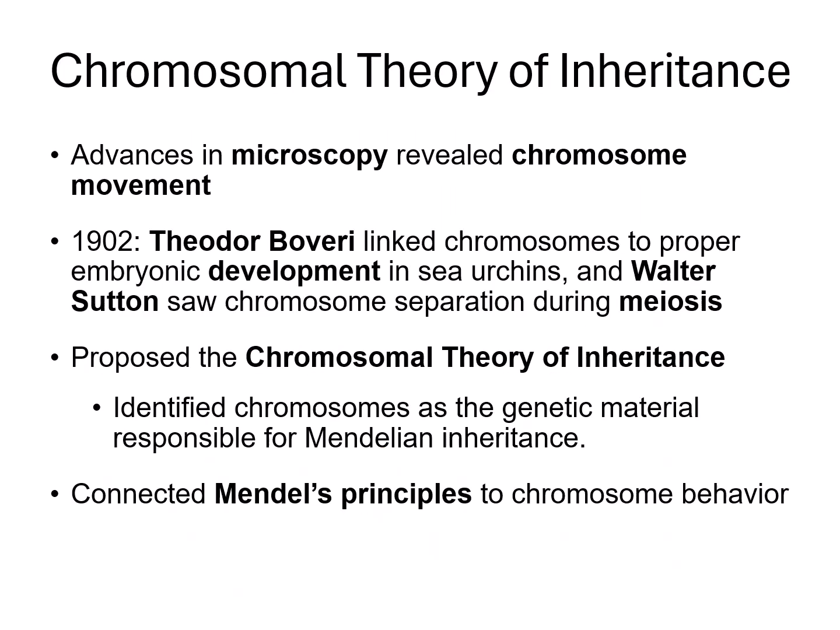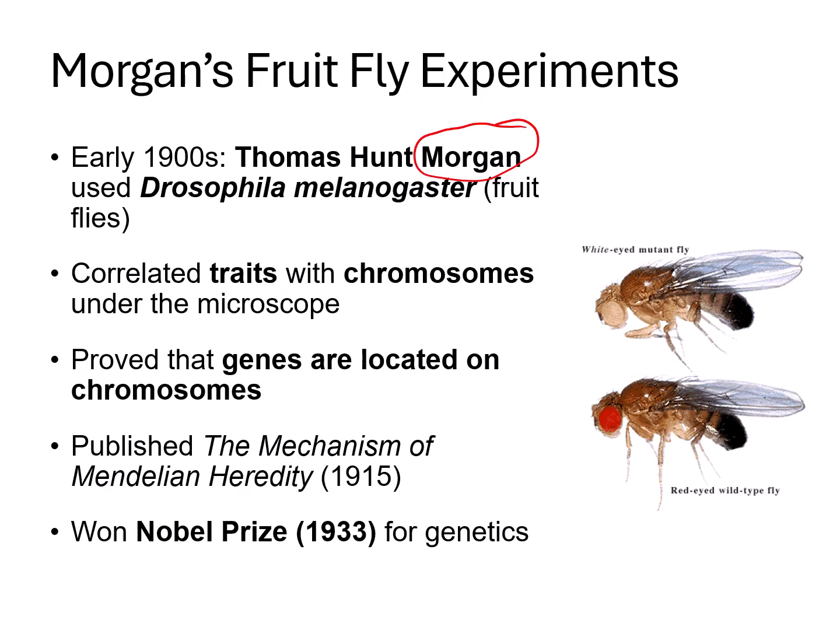By 1902, Theodore Boveri and Walter Sutton connected Mendel's principles to chromosome behavior. They observed chromosome movement was important during development and meiosis, and proposed the chromosomal theory of inheritance. And this says that chromosomes are the carriers of genetic material. In the 1900s, Thomas Hunt Morgan used fruit flies, known as Drosophila melanogaster, to correlate visible traits with chromosomes. So he studied fruit flies and simple traits such as eye color or wing shape and many others to prove that genes are located on chromosomes.